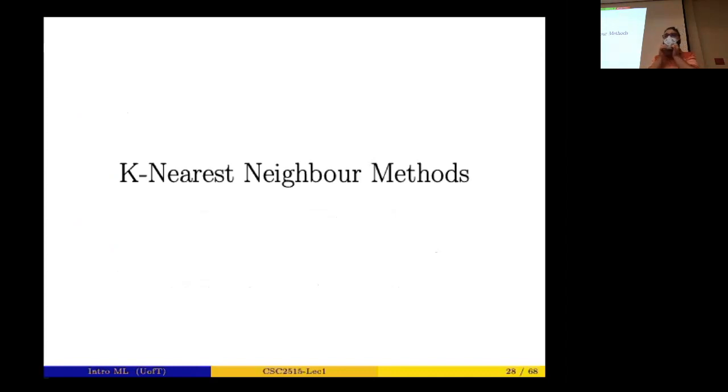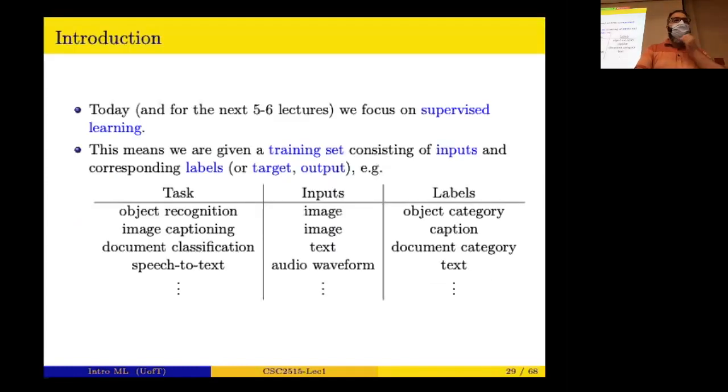All right, so let's talk about our first machine learning algorithms, and through it, we introduce the basic concepts in machine learning too. This class of methods is called k-nearest neighbors methods. But let's first talk about how we formalize a machine learning problem.